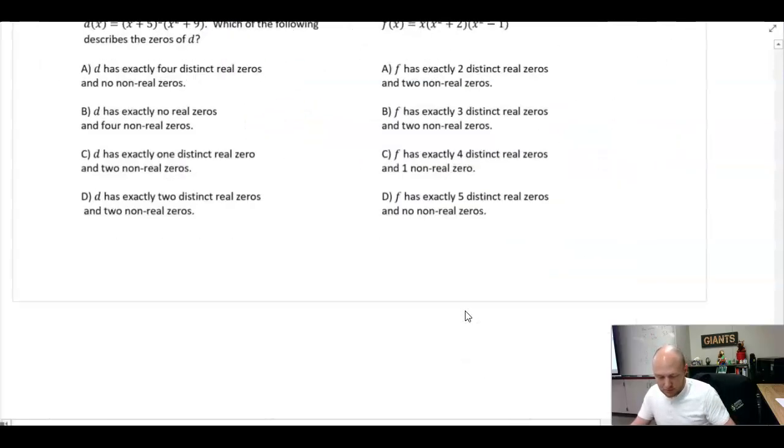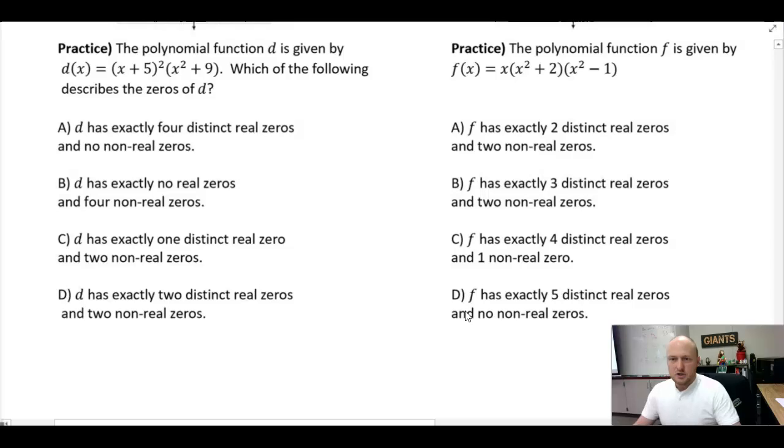All right, a couple of multiple choice questions. I want you to go ahead, try these, put a guess down, and then I'll talk about the solution here in a second.